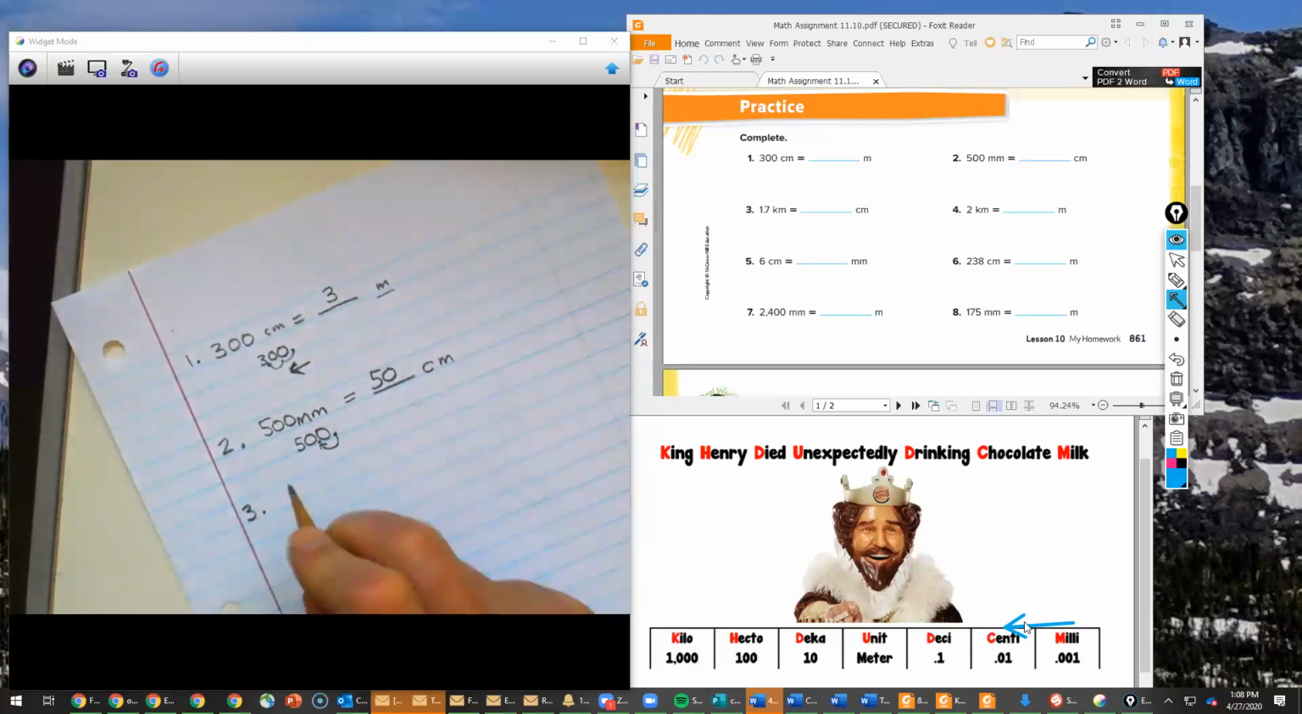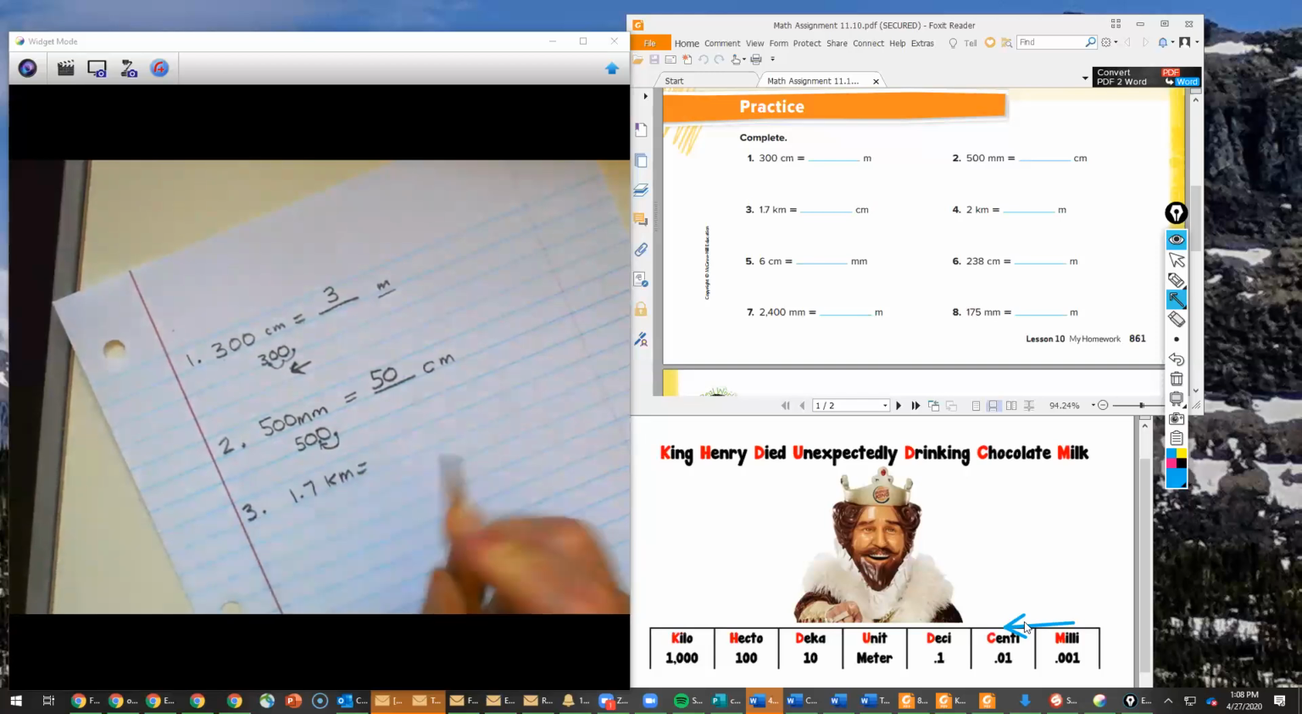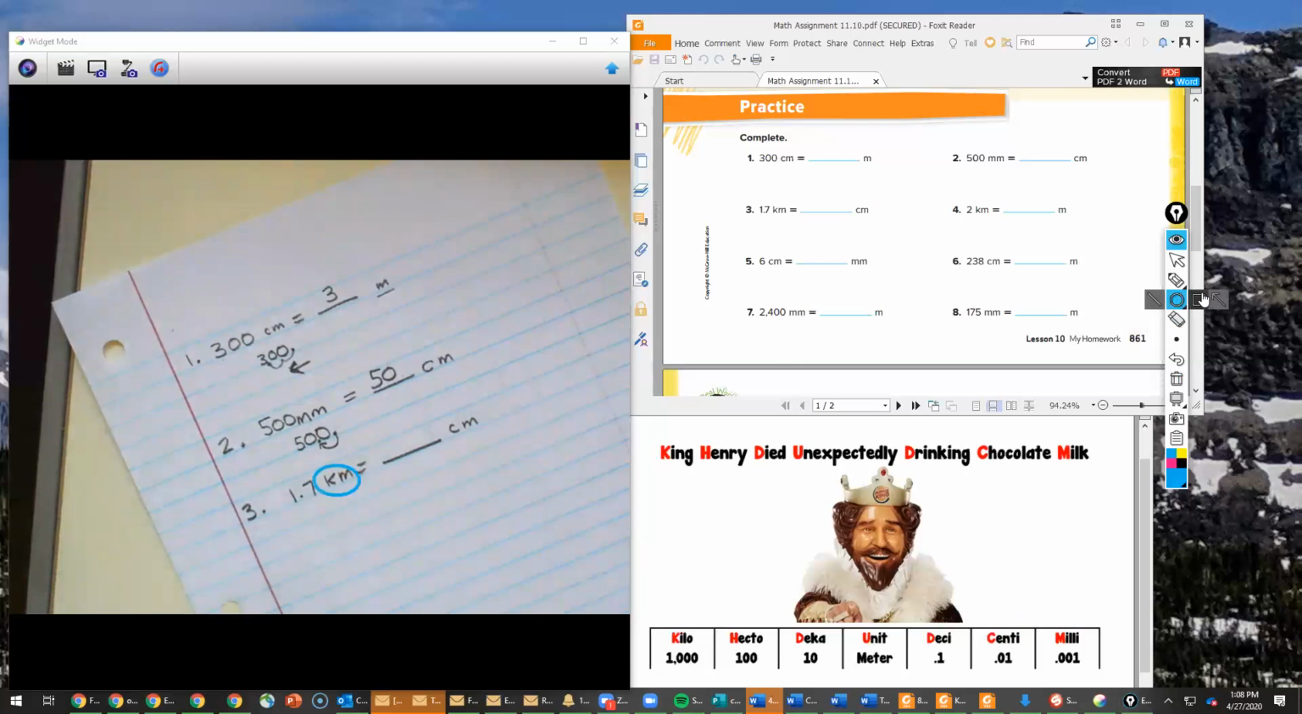Number 3 is 1 7/10 kilometers, and that'll equal blank centimeters. Let's take a look at my unit of measurement. My unit of measurement is kilometers, that I'm converting, and I'm going to be converting that into centimeters. So I'll find my kilometers on my chart, which is K for kilometers.